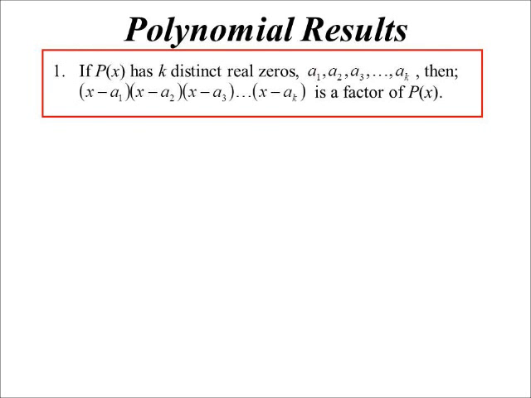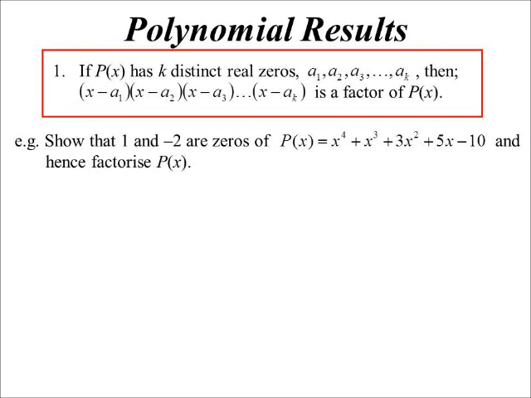Just a couple of results I want to look at with regards to polynomials. So the first idea is this. If a polynomial has k distinct real zeros, then each one of those zeros, by the factor theorem, can be factorised as x minus a, whatever. And therefore, there must be a factor which is each of those linear factors multiplied together. So x minus a1, x minus a2, x minus a3, and so on, up to x minus ak, must be a factor of the polynomial. In fact, any combination you could pick out to be a factor.